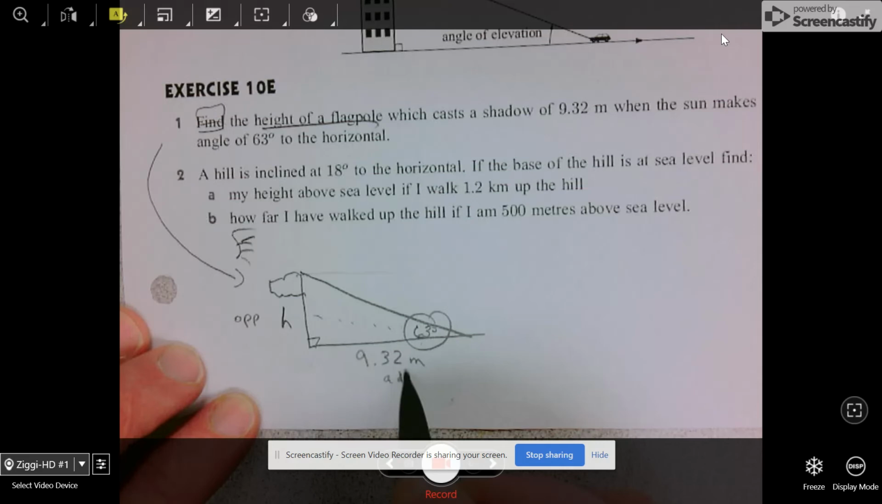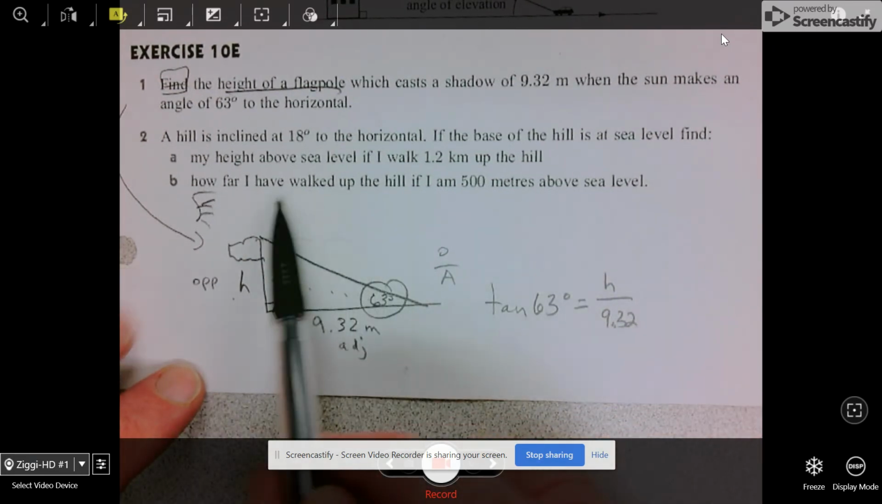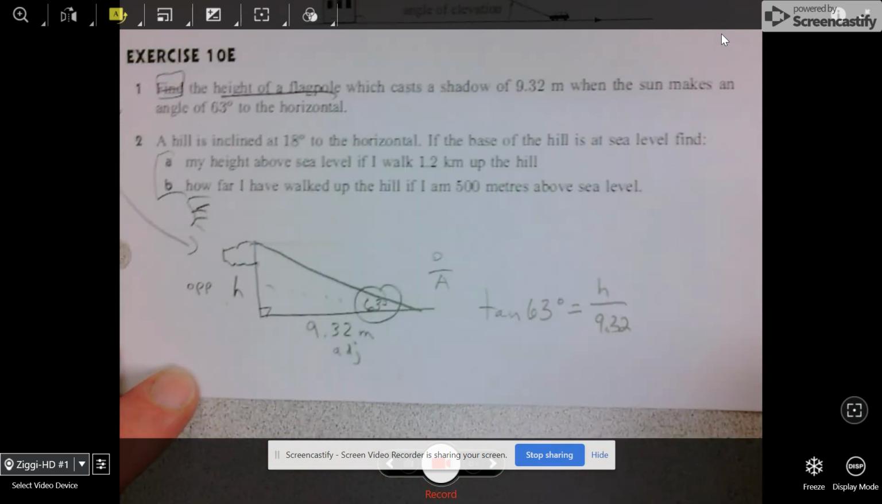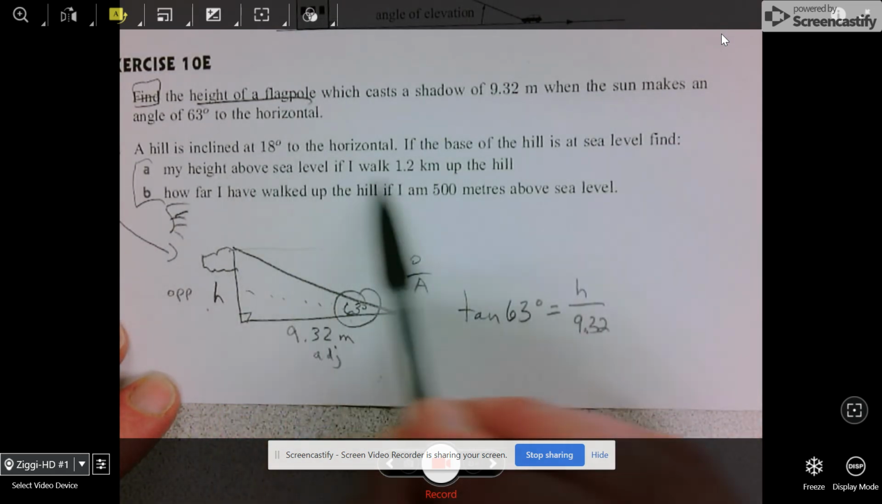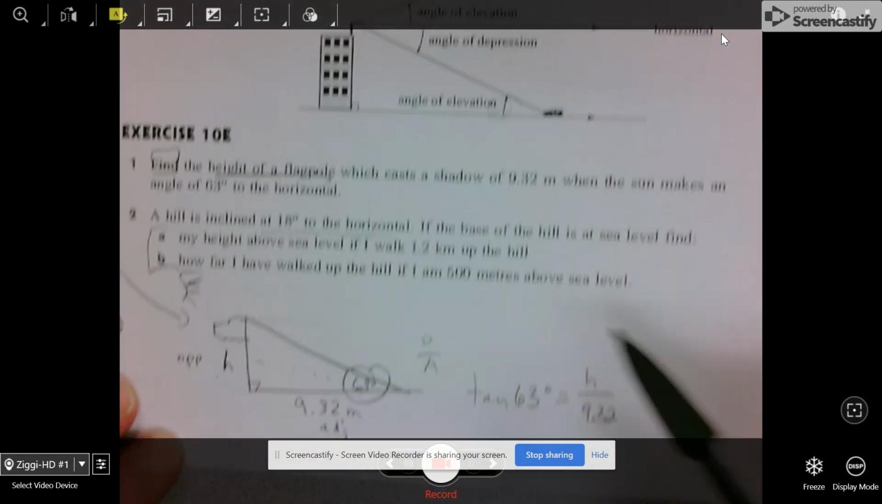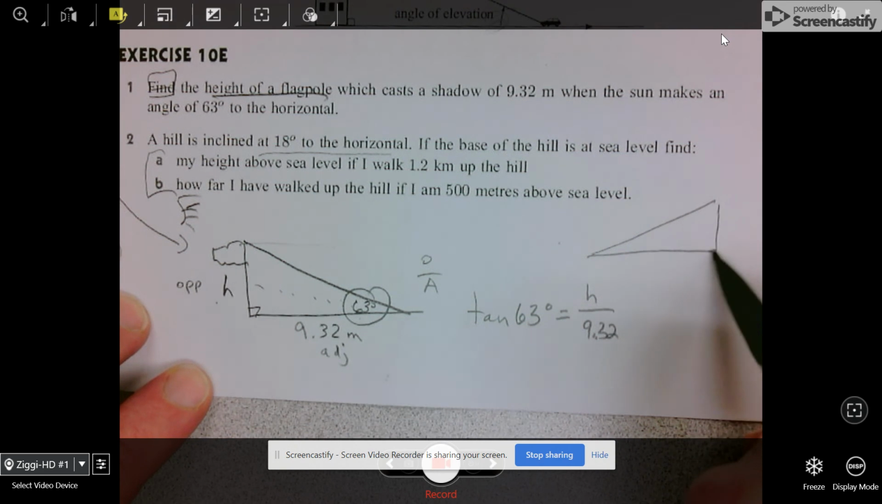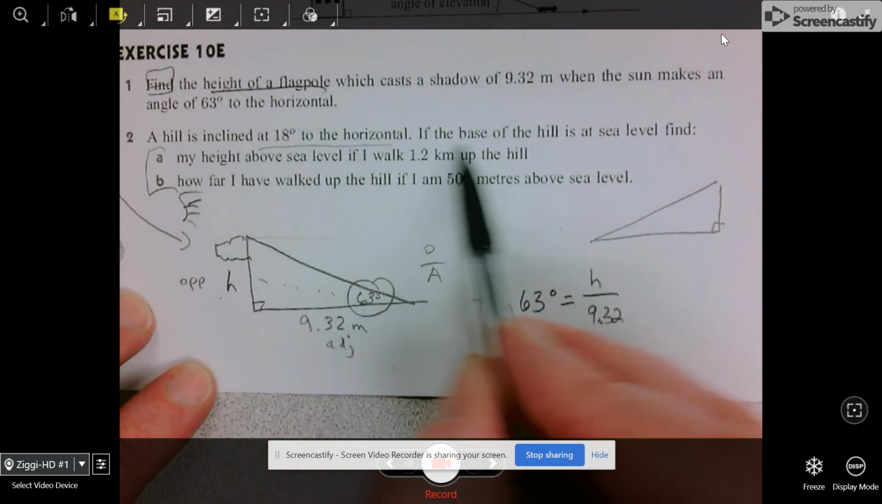Number two here, if you're talking about an incline to the horizontal, again, that's the same as angle of elevation, but we're going up a hill. And I just wanted to show you the difference here. The base of the hill is at sea level. So it says, find my height above sea level. That would be this. And the other question says, how far have I walked? So that would be asking for the hypotenuse. So those are different problems with different numbers in there. All right, keep going here.